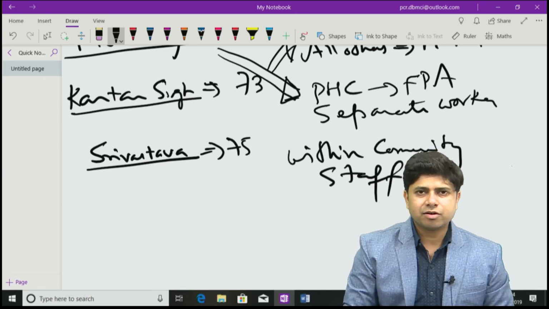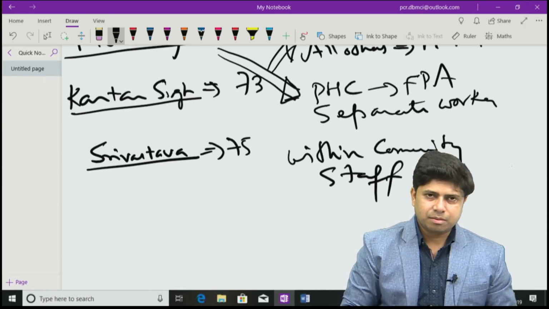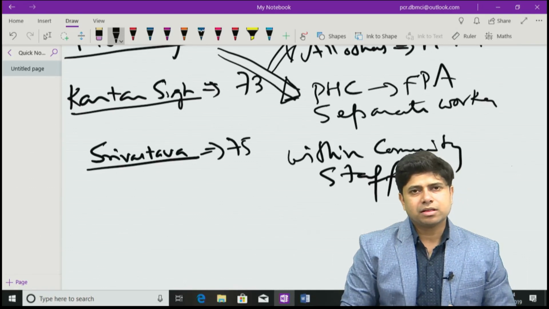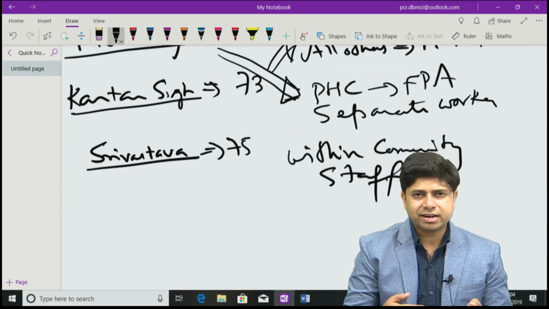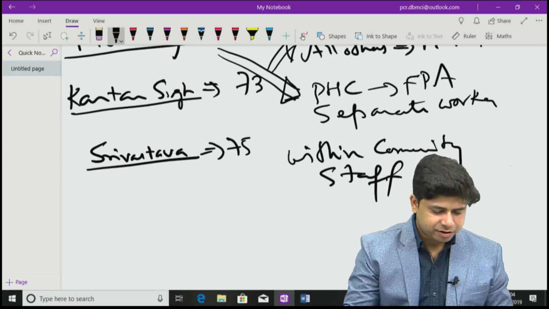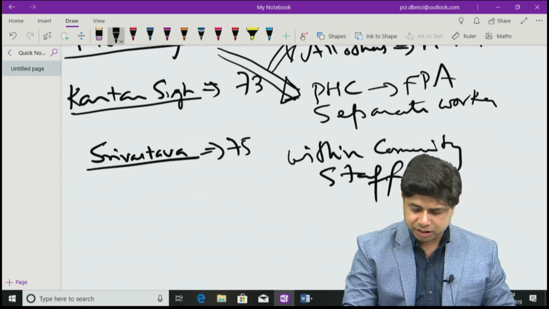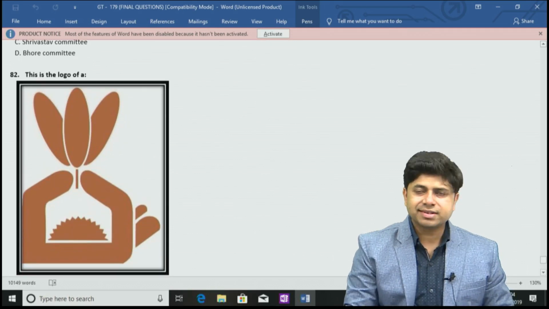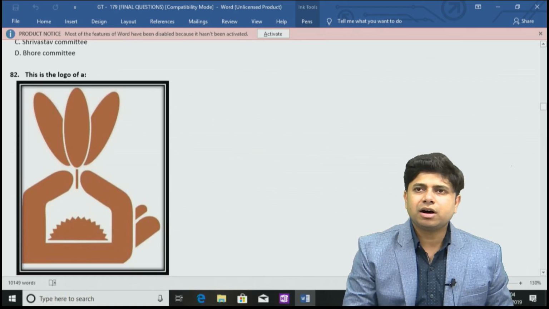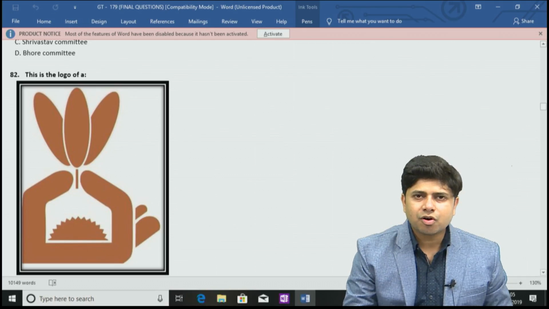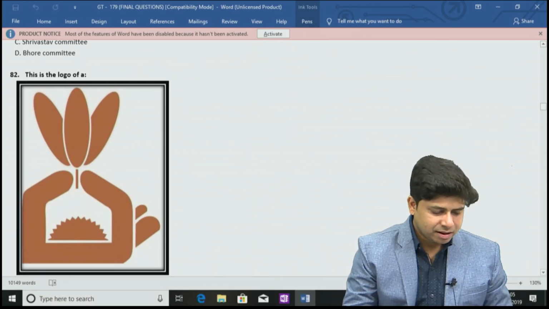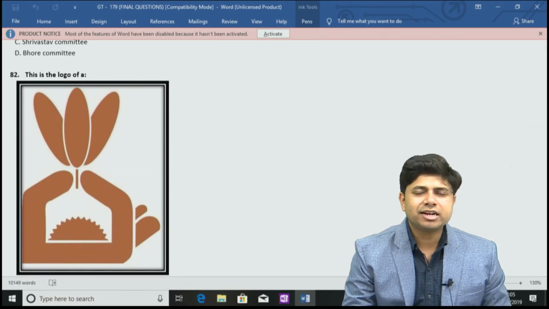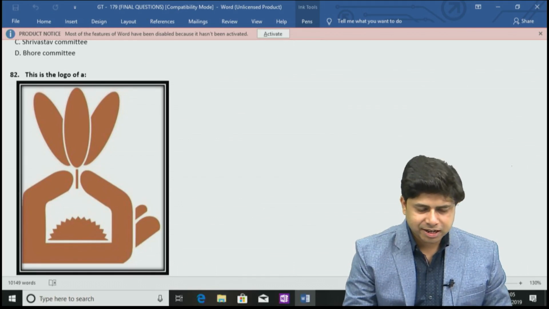So quickly we can know the Bhore, the Kartar Singh, the Mukherjee and the Srivastava committees and their recommendations. We just went through all those things. So the next question is very straightforward. This is the logo of what? So this is the logo of NLEP. The right answer is NLEP, National Leprosy Eradication Program.